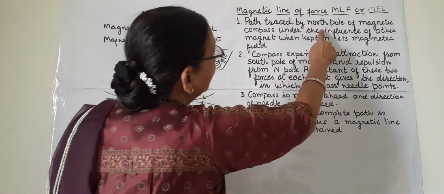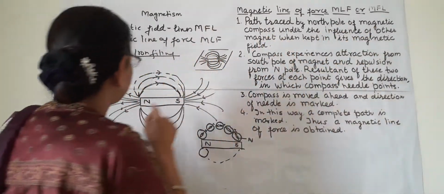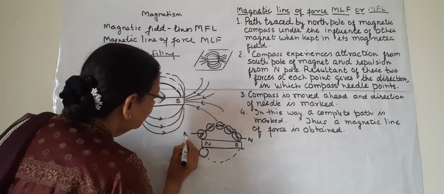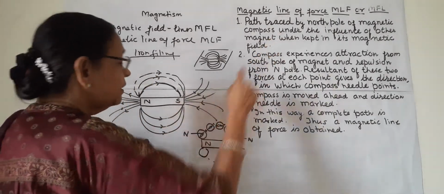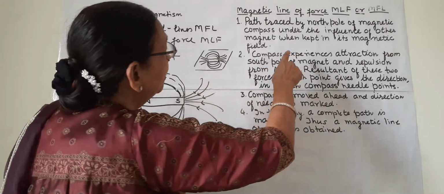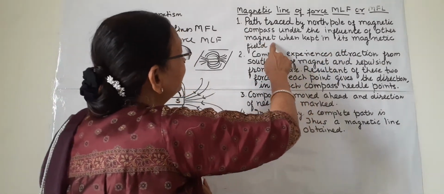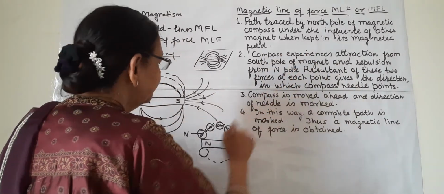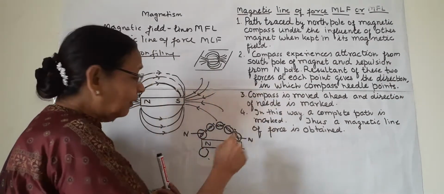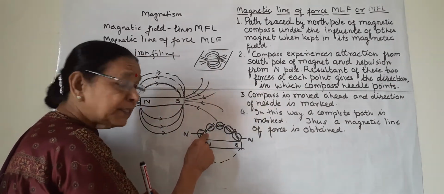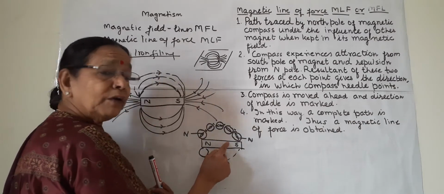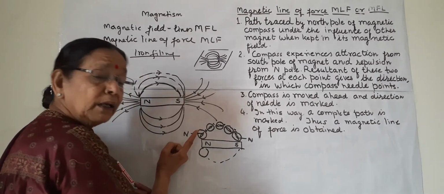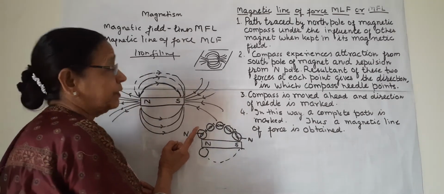Path traced by the north pole of a magnetic compass. This is the north pole of the magnetic compass. So the path which is traced by this north pole under the influence of another magnet, this is the other magnet, when kept in its magnetic field. This is the magnetic field of this magnet. So when this compass is placed in the magnetic field of this magnet, it feels some force and its needle shows the direction of force.